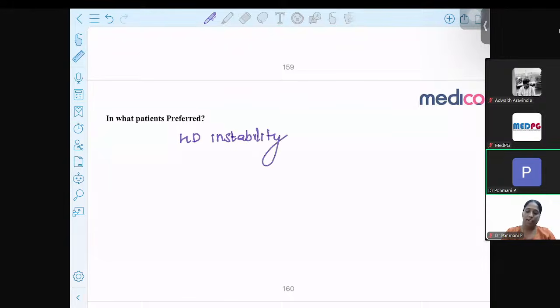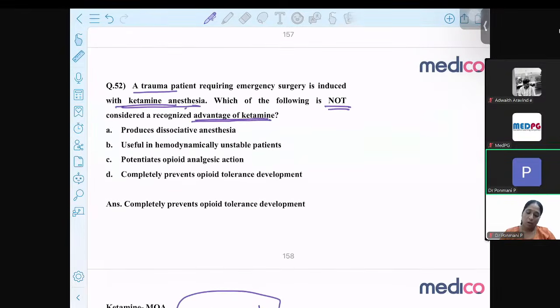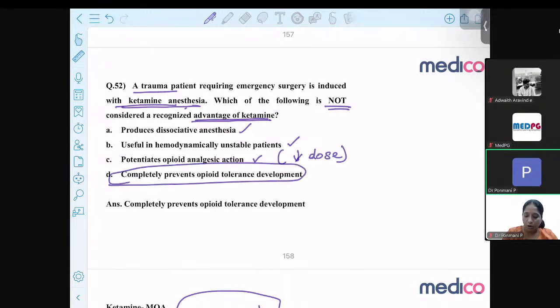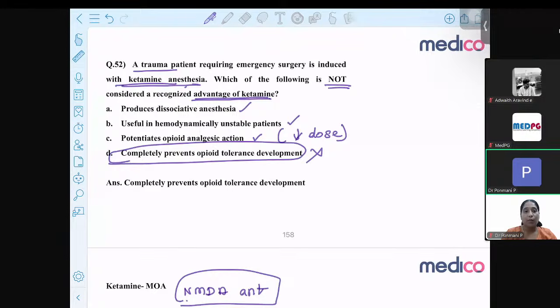So now let us look at the options given above. Ketamine produces dissociative anesthesia. It is used in hemodynamically unstable patients. Yes. It potentiates the analgesic action. Yes, that is why we can reduce the dose of opioids in this patient. Completely prevents opioid tolerance? No. It has nothing to do with the prevention of opioid tolerance. The only thing is it is going to decrease the dose. So with this, we are finishing our first part. Tomorrow we will continue with the second part of our high-yield MCQs.